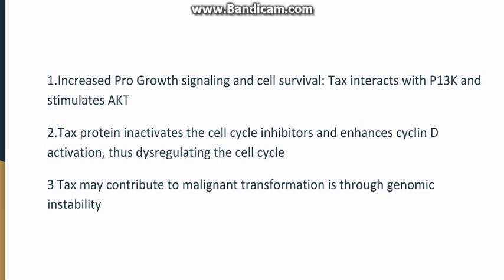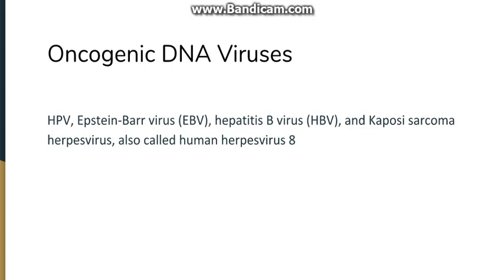So the TAX gene, firstly, causes increased cell survival because it interacts with PI3K and stimulates the AKT pathway. This pathway leads to increased cellular proliferation. Also, it inhibits or inactivates various cell cycle inhibitors and enhances cyclin activation. Therefore, it increases cellular proliferation. And last, it causes the genome to be unstable. It causes genomic instability, which will further lead to malignant transformation.